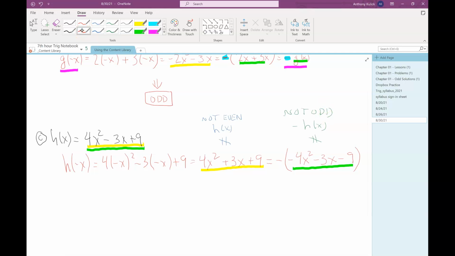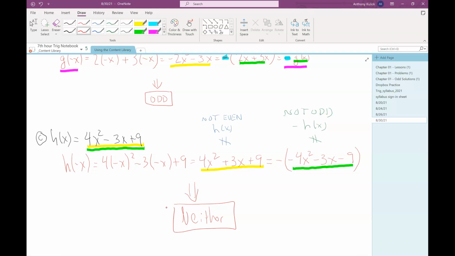Since it's not odd and it's not even, what does it then have to be? Neither. Are we able to follow the reasoning here?